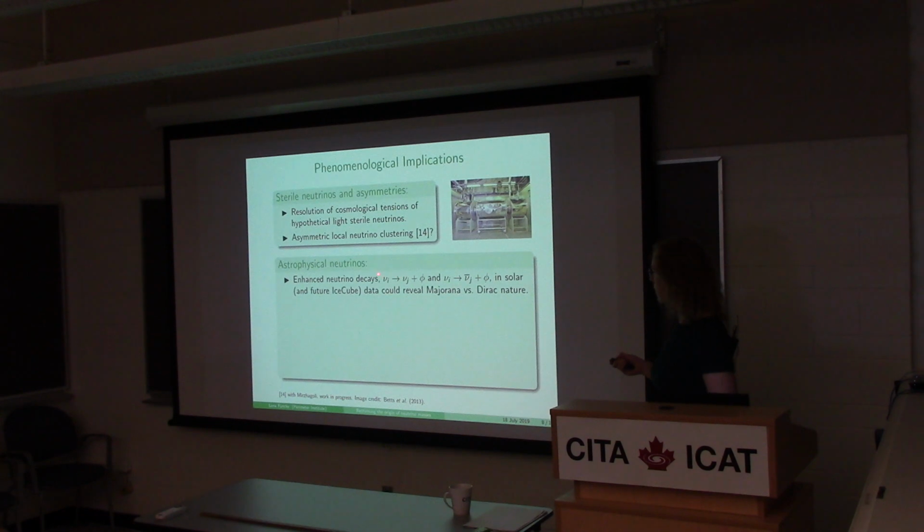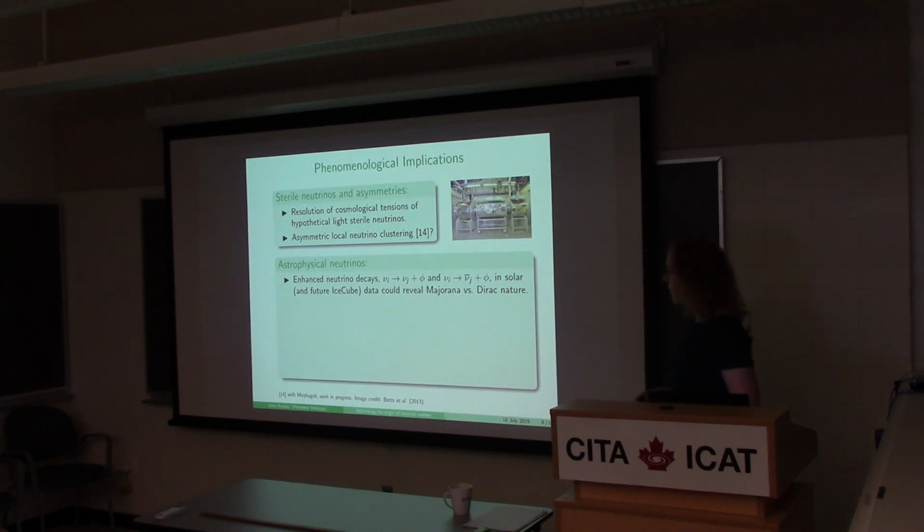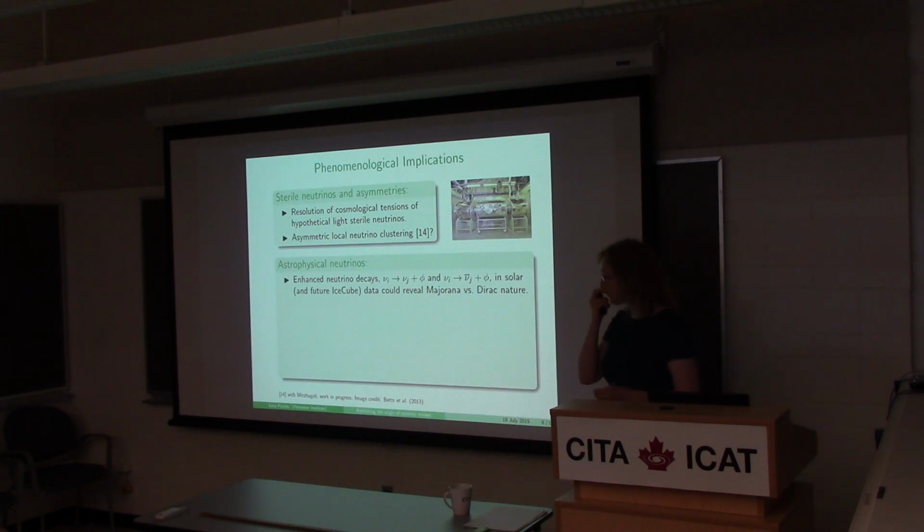If we have a Dirac neutrino, then a neutrino can decay into a neutrino, an antineutrino can decay into an antineutrino, but this process here is not allowed because it would violate lepton number to have a neutrino going into an antineutrino or vice versa. So we have different decay channels depending on the nature of the neutrinos.